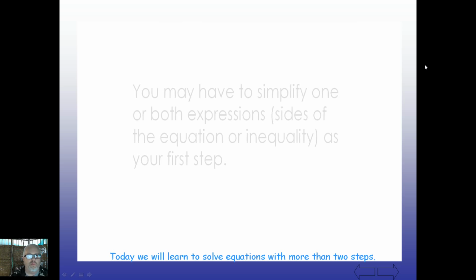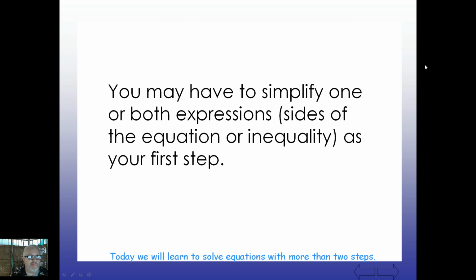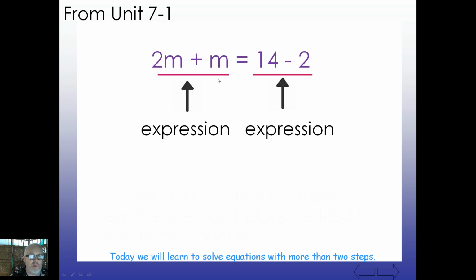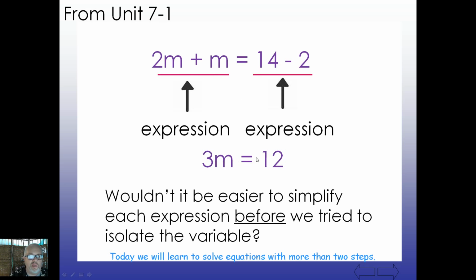So here we go. Remember that you may have to simplify expressions on both sides of an equation or inequality as your first step. So here's an example of that. Notice that we've got a couple of variables here and something we can clean up here. Of course, if we add those two together, we should end up with this. And from this point forward, we can easily solve for m.